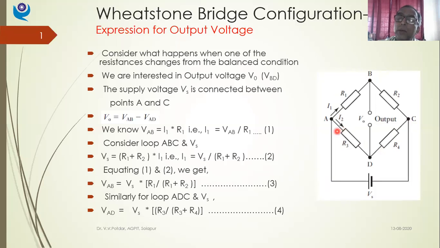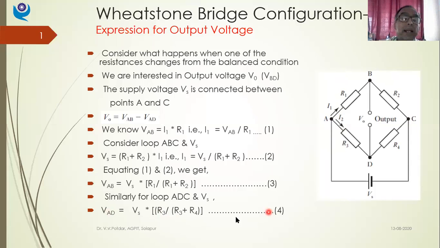Equating these two equations, what do you get? VAD will be equal to Vs into R3 by (R3 plus R4). This is equation number 4. Hopefully, you are doing it. Getting it? We are going very slowly. So VAD is equal to Vs into R3 by (R3 plus R4).